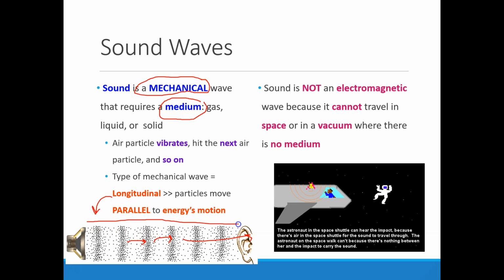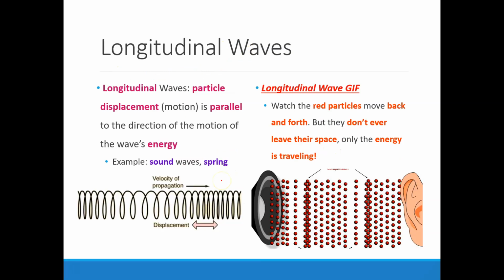So the energy is going from the speaker to the ear, and these particles are actually vibrating back and forth parallel to that energy. So these are actually moving in a longitudinal motion. Now keep in mind, sound is not electromagnetic because it cannot travel in space and it cannot travel in a vacuum where there is no medium. So for example, sound in outer space does not happen because there's nothing to carry that sound. So it's not electromagnetic, cannot travel in space, and is unable to travel without a medium. So it is mechanical, does need a medium, it is longitudinal.